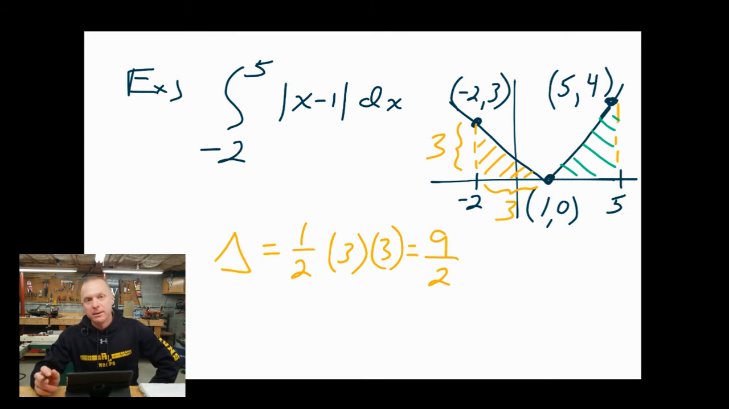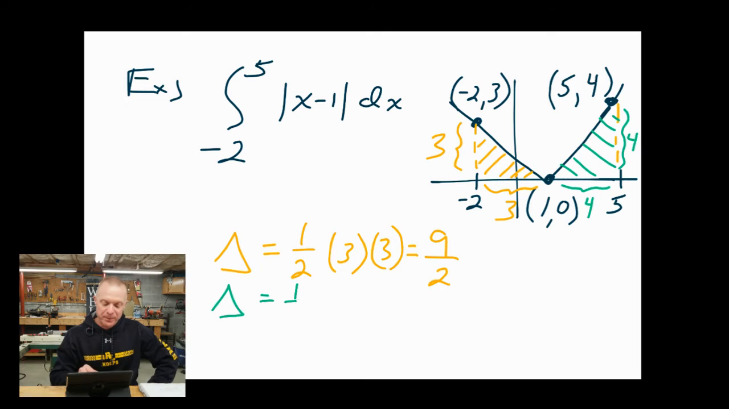And then, are you thinking about that green area over there? You should be. Just another base and a height. It should have a base of 4 and a height of 4. So we end up with another isosceles right triangle, and it's still going to be 1/2 of 4 times 4. So of course we end up with an area of 8.